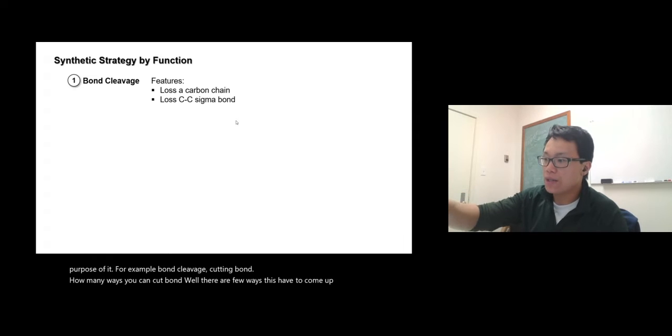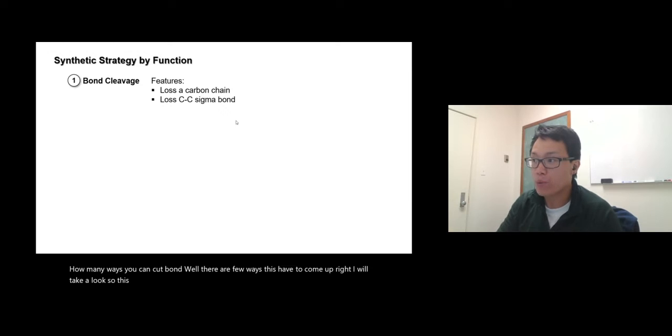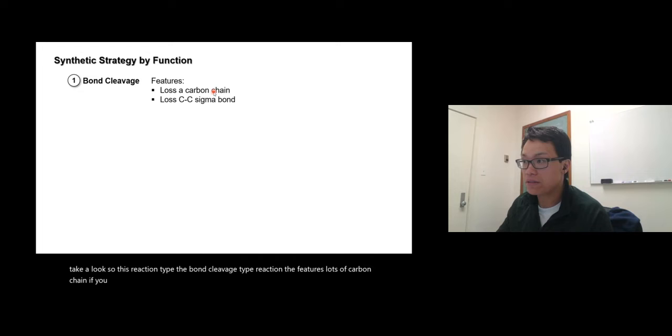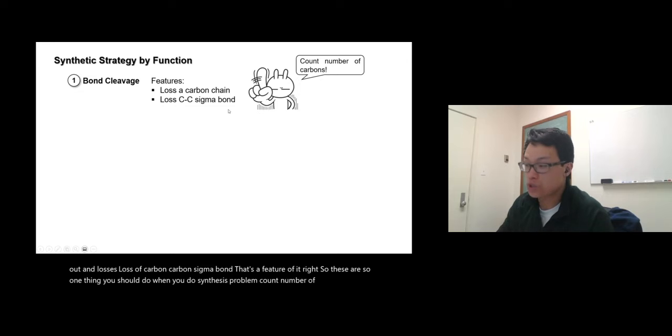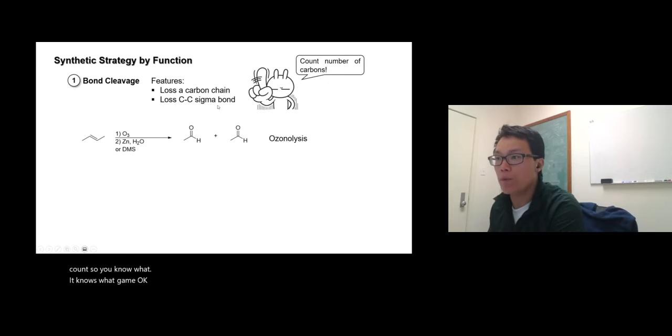Let's take a look. For the bond cleavage type of reaction, the features are loss of carbon chain. If you look at the product and reactant, something got cut and lost. Loss of a carbon sigma bond, that's a feature of it. So one thing you should do when you do synthesis problems: count the number of carbons. Always count, so you know what you lose and what you gain. Okay. All right. So here's our example, bond cleavage.